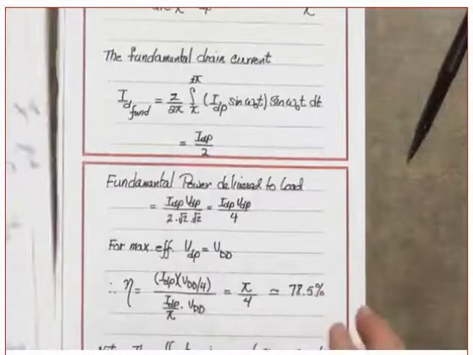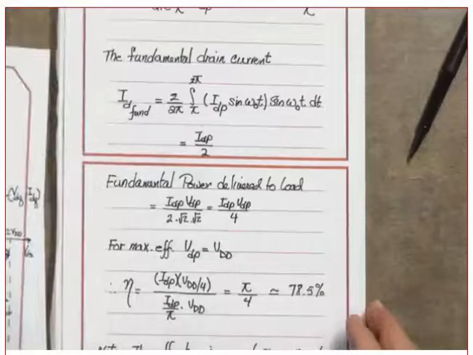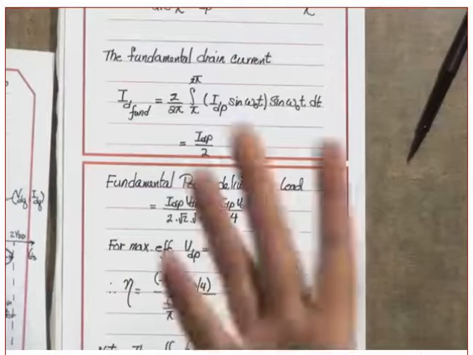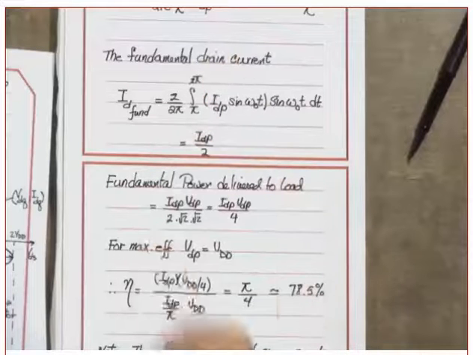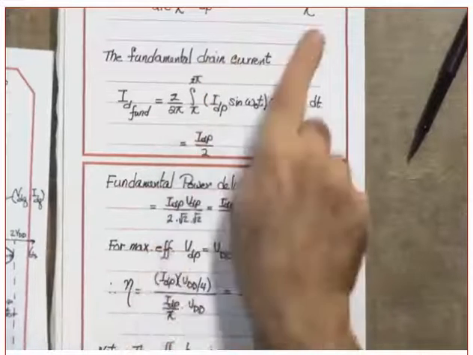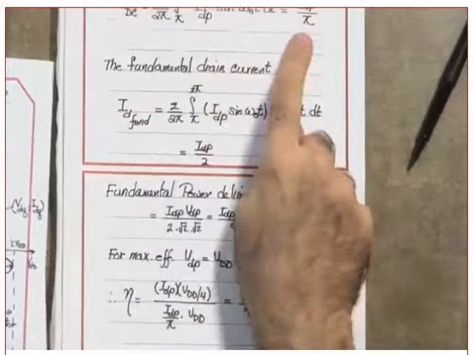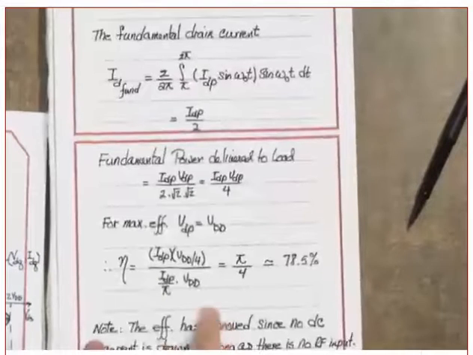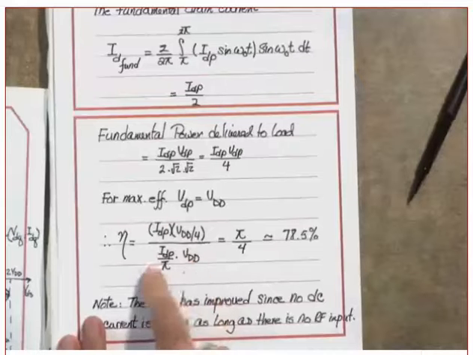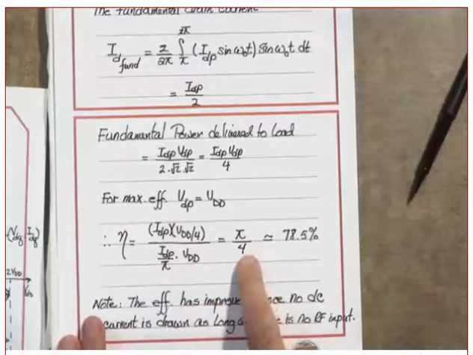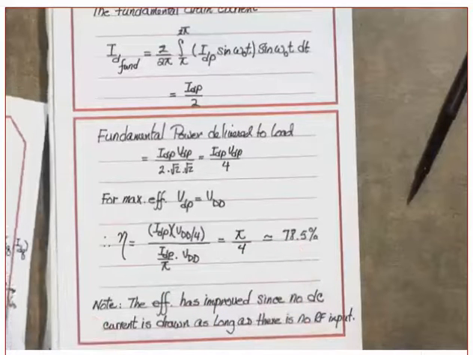So for maximum efficiency, VDP equals VDD. What is the DC power? First of all, what is it equal to? It's equal to VDD times the DC current, not the quiescent current. The DC current is IDP over pi. So it's IDP over pi times VDD. Cancel, cancel, cancel. You end up with pi over 4, which is roughly 78.5%.